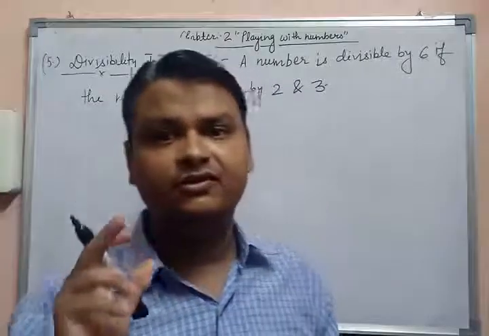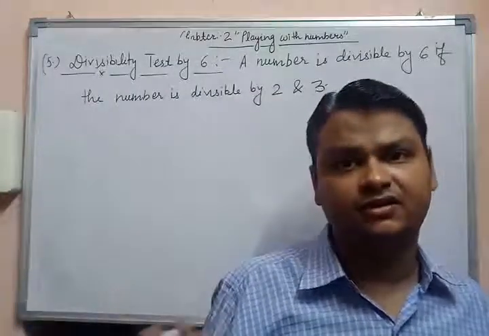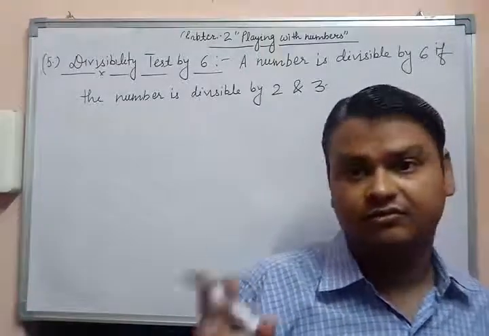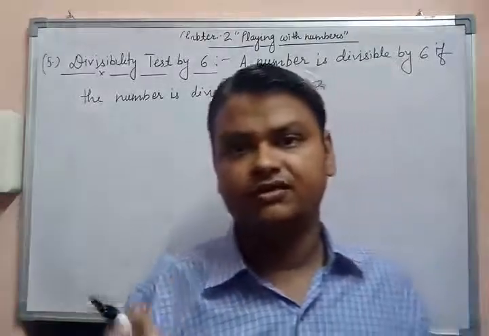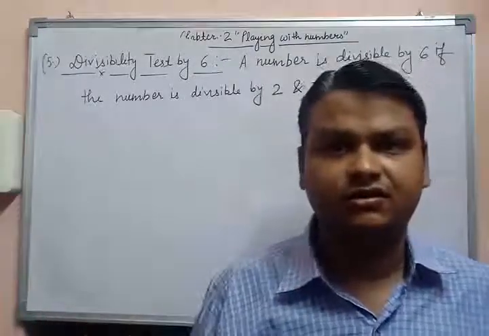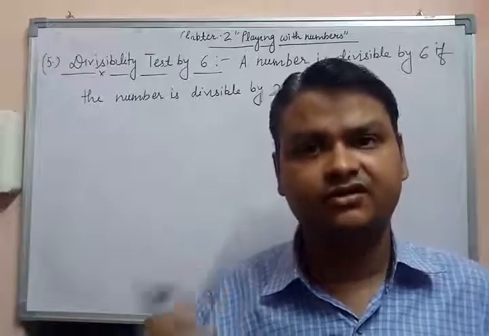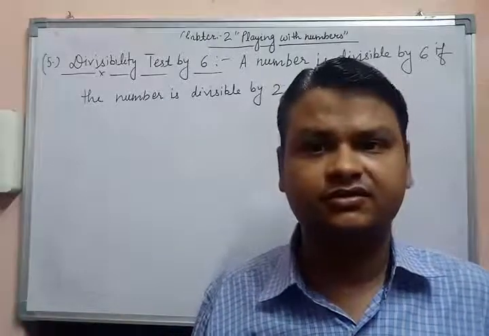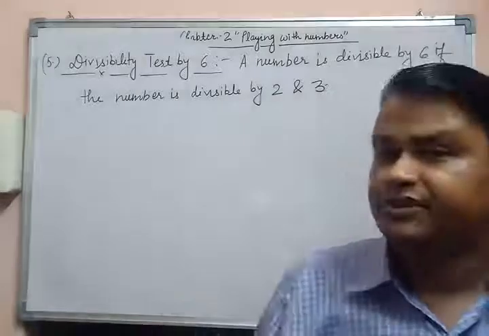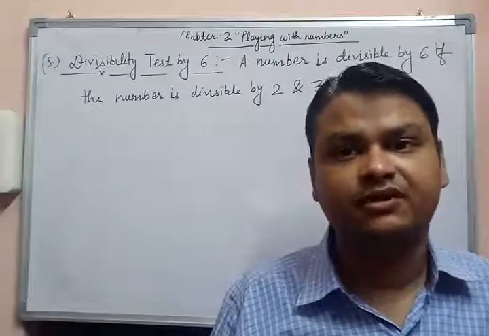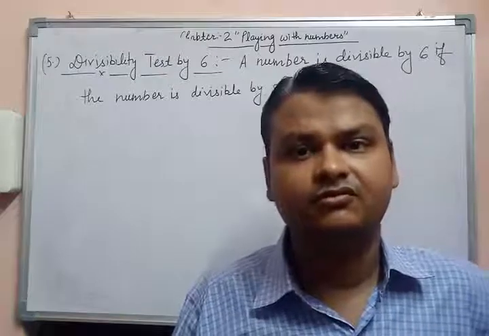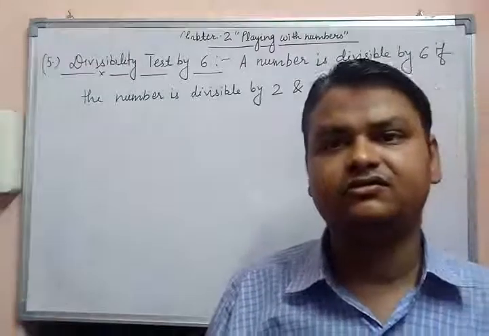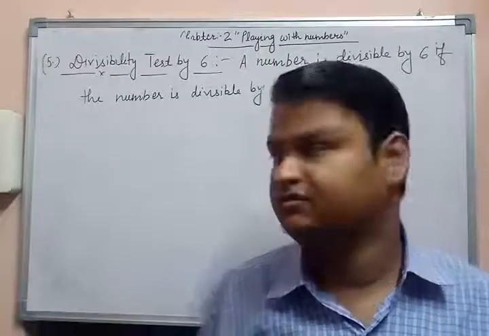If a number is divisible by 2 and not divisible by 3, then the number is not divisible by 6, because first of all make sure that the number is divisible by both 2 and 3. If the number is divisible by 2 and 3, then the number will be divisible by 6. Otherwise the number is not divisible by 6, because if the number is divisible by 3 but not divisible by 2, then we conclude that the whole number is not divisible by 6.